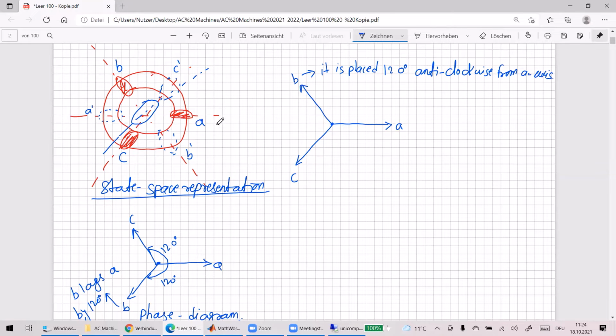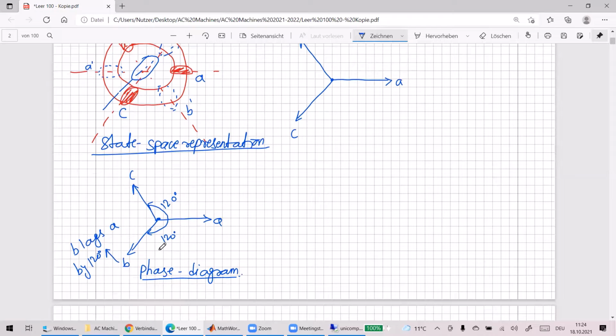If you want to visualize these two from a different perspective, you would see that the A axis does not move, the stator does not move, right? The stator remains fixed. And in the phasor diagram, what happens? The whole phasor diagram is moving with the speed omega. That's the main difference between the state space representation and the phasor representation.